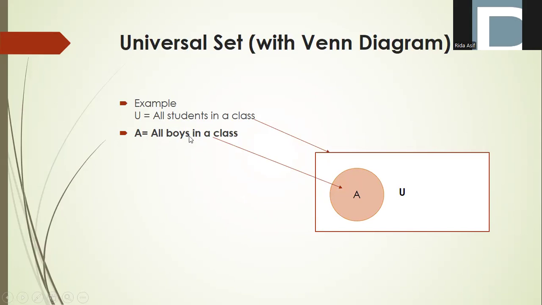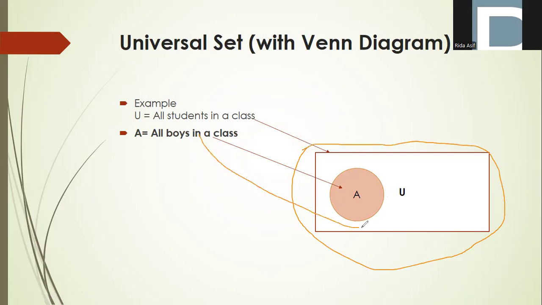So I have placed the set of all boys in a class within the universal set because it is a part of the class. Boys are a part of the class. So I have to make the circle inside the rectangle. So here, look at this diagram carefully. In this diagram, this U represents the whole class, and this circle represents what? The circle represents all the boys in the class, right?